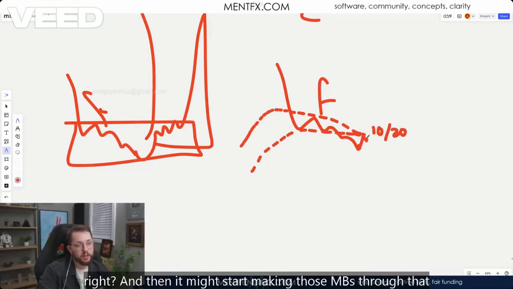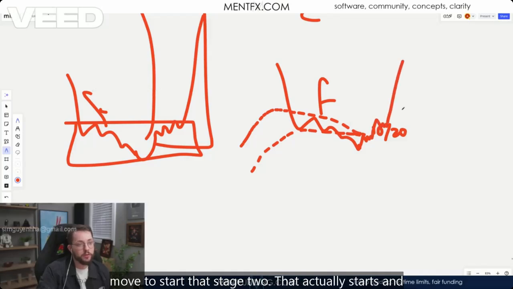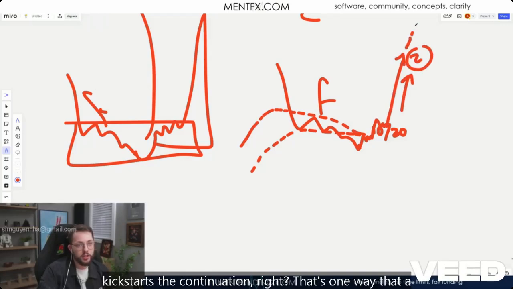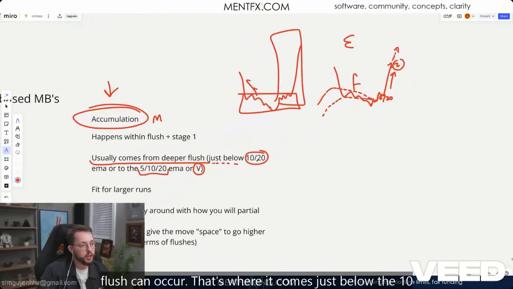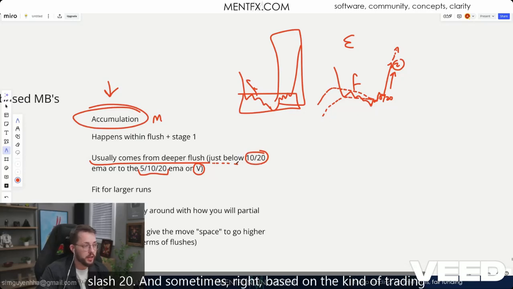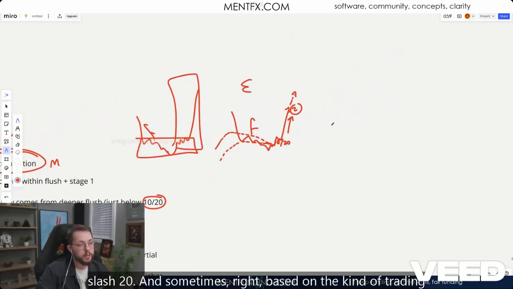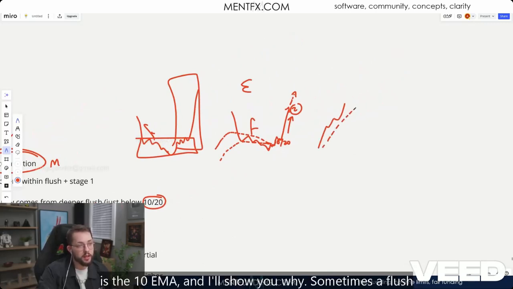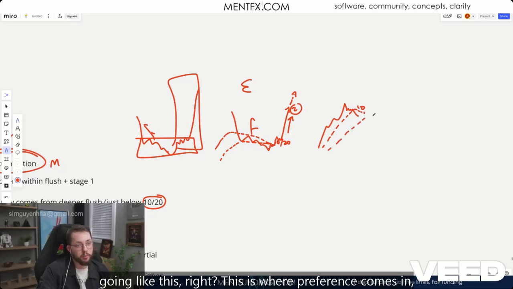And then it might start making those MBs through that move to start that stage 2, that kickstarts the continuation, right? That's one way that a flush can occur. That's where it comes just below the 10/20. And sometimes, based on the kind of trading you're doing, you could even get away with, let's say this is the 10 EMA, and I'll show you why. Sometimes a flush could be as much as this, where the 20 is still kind of going like this, right? Sometimes this can also be considered.